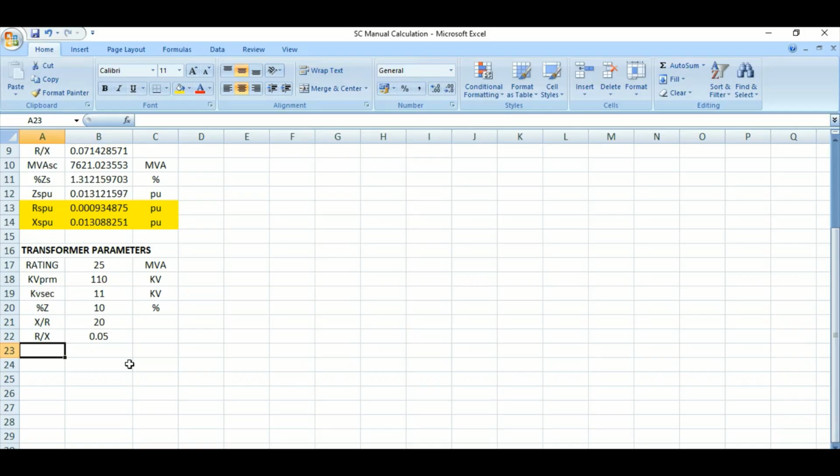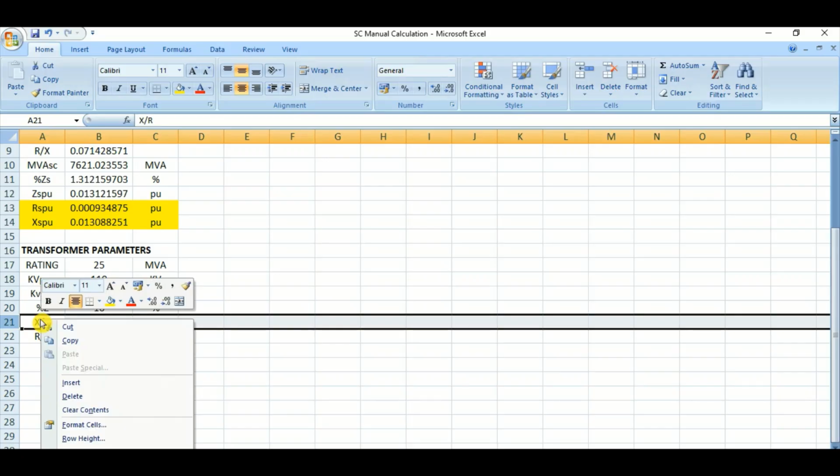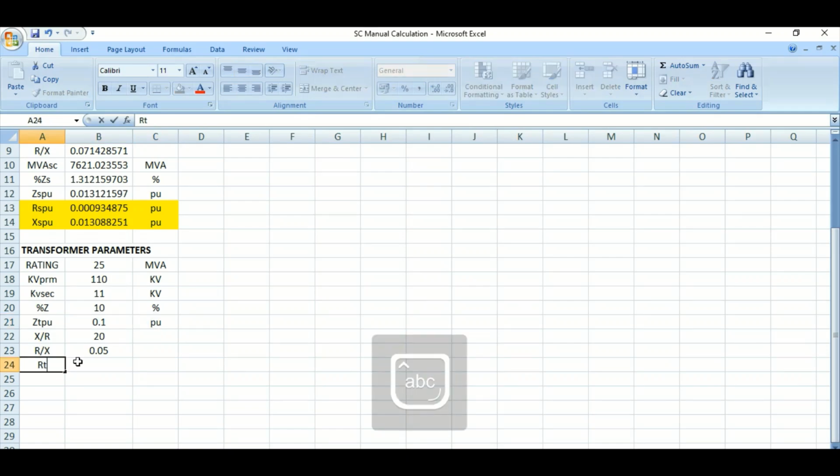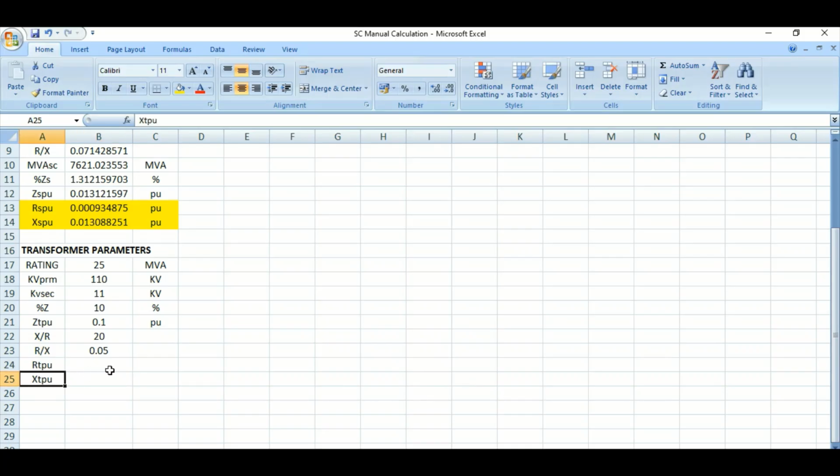Right. Now we need to calculate the resistance values because the impedance value is provided. Let's insert another row. So ZT PU, per unit impedance, equals percentage divided by 100. So this is in PU. So we have the transformer impedance Z value as 0.1 PU. We need to calculate RTPU and XTPU, transformer resistance per unit value and transformer reactance per unit value.